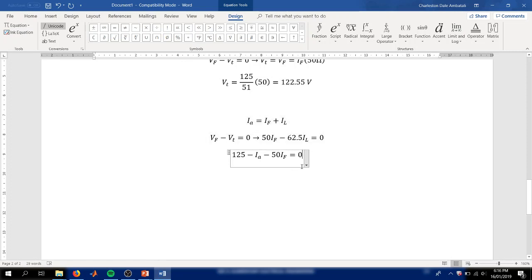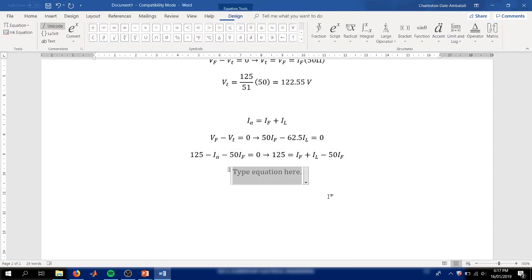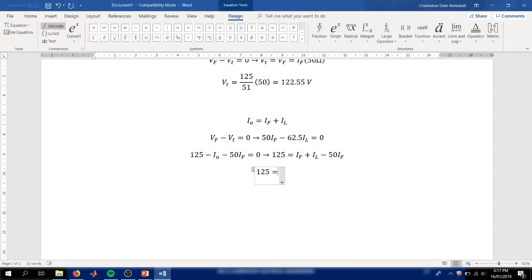Okay, so how do you solve this? Well, actually, you can substitute IA to this. So let's do that. Substitute this to this. Your equation becomes 125 equals, so I just transpose this to this side, becomes IF plus IL minus 50 IF. And it becomes 125 equals negative 49 IF plus IL.